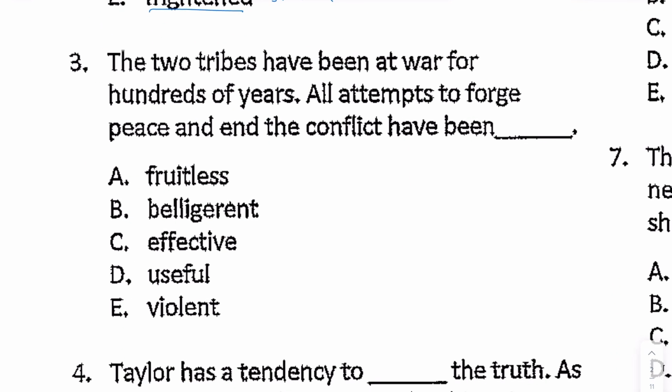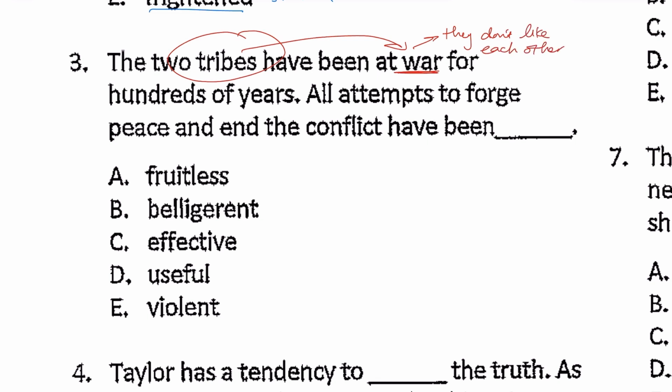Next for number 3, "The two tribes have been at war for hundreds of years. All attempts to forge peace and end the conflict have been blank." So here, these are two tribes or two groups, and they're at war. So they don't like each other. So if they don't like each other, all attempts to forge peace. Forge means to create. So you're trying to make peace and end the conflict, and we're basically looking for something that says unsuccessful. So it didn't work.